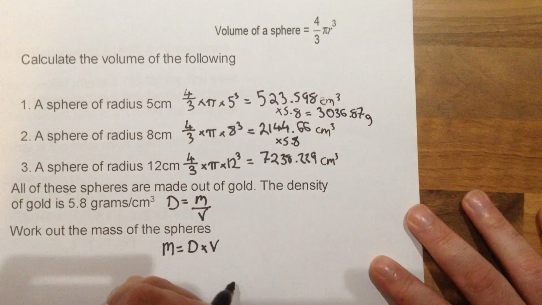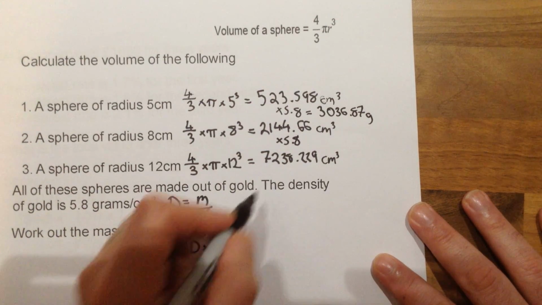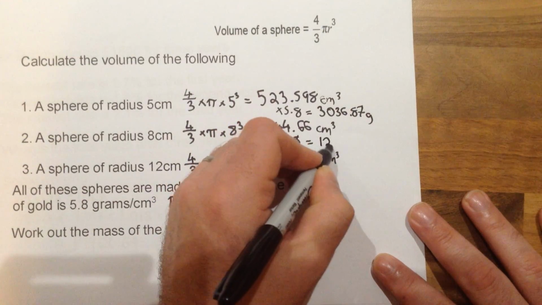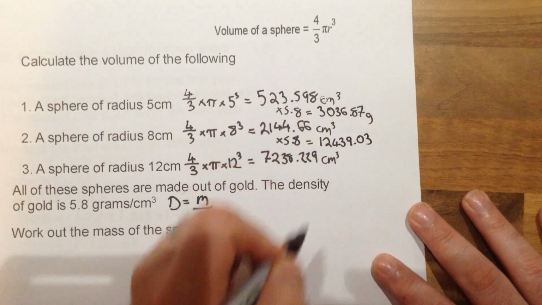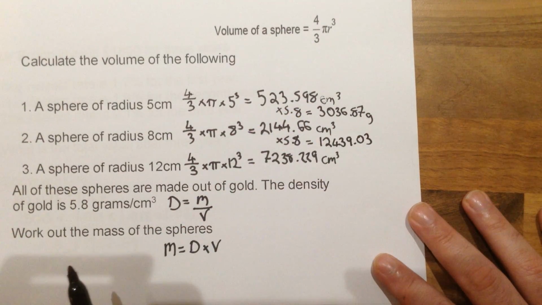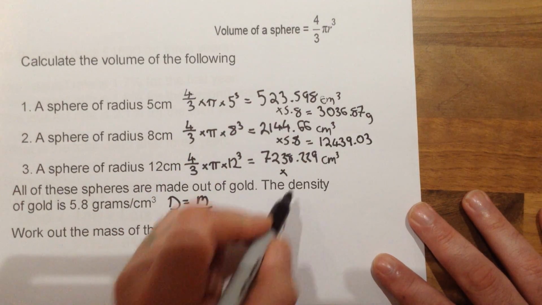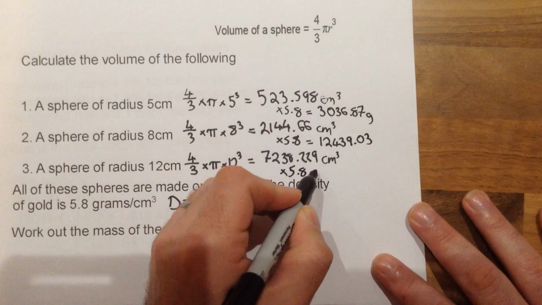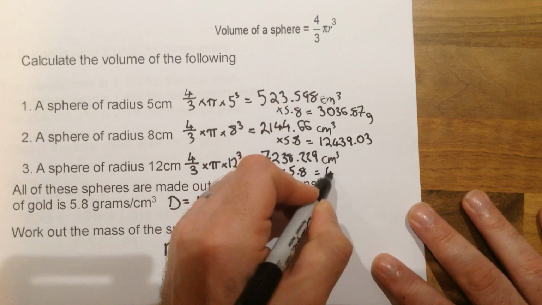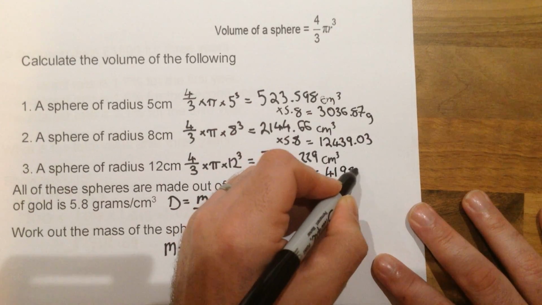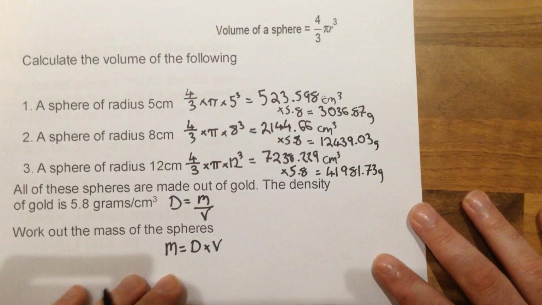Times this one by 5.8, again, the density that we were given earlier in the question. This would give us an answer of 12,439.03. Again, making sure that I leave at least a couple of numbers after the decimal point. And then multiplying the last one by 5.8. So this sphere would have a total mass of 41,981.73 grams.